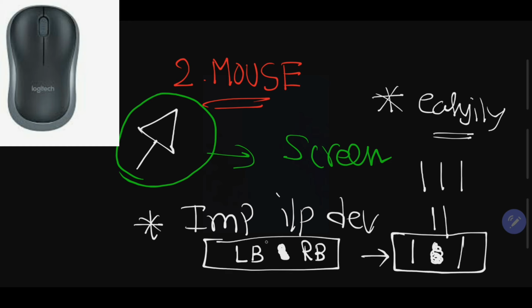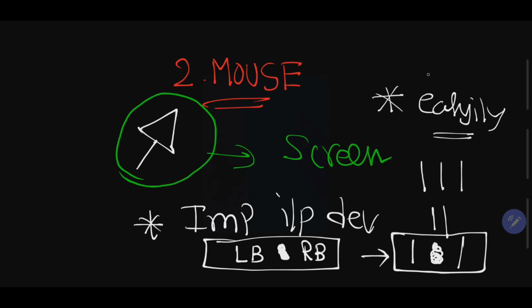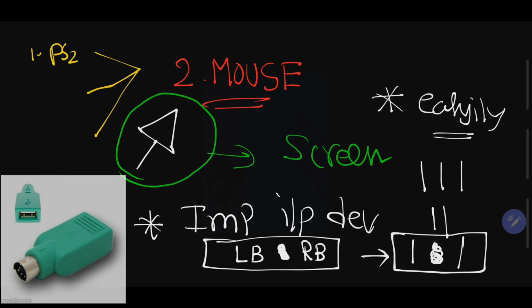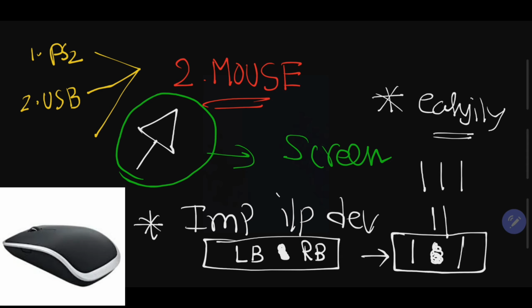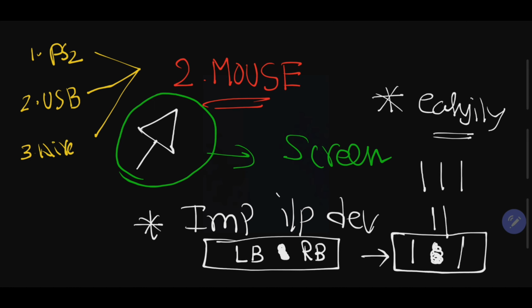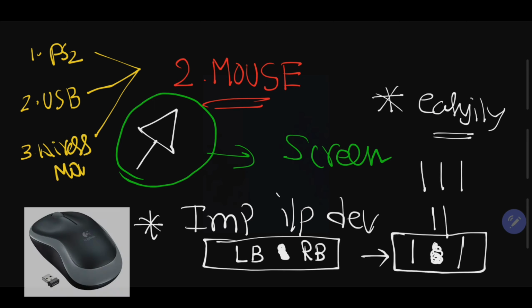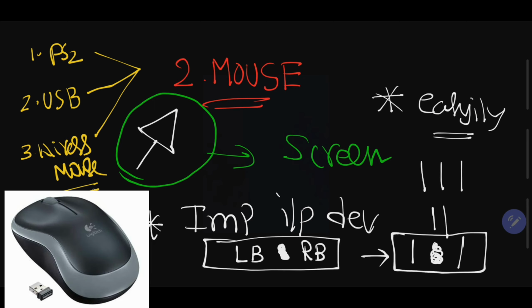The mouses are classified into 3 types. The first one is PS2 mouses, which were used earlier. Second one is USB mouses. Most of the wired mouses come under USB and they are very accurate and fast. And third one is wireless mouse. So this is the basic information about the mouse.